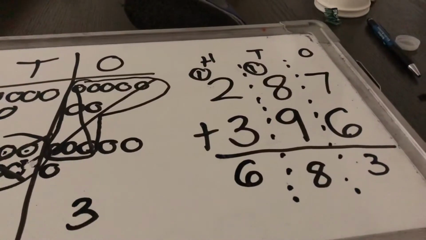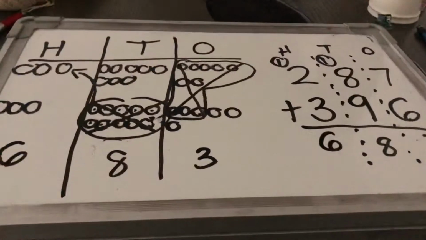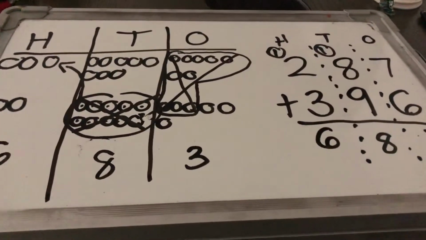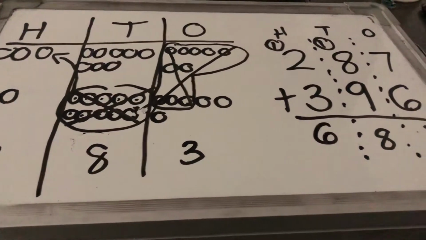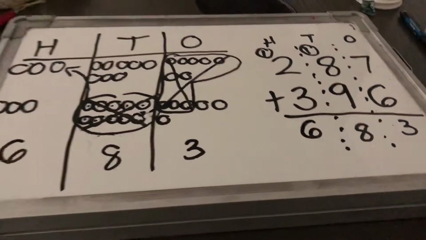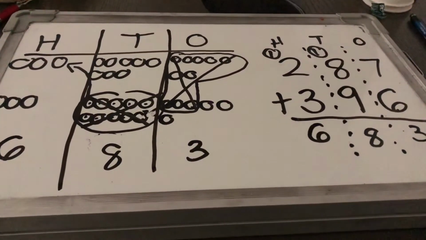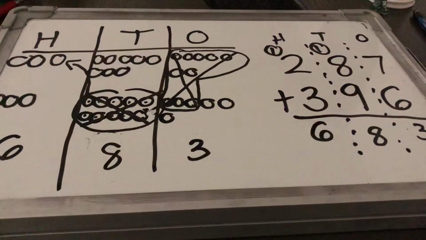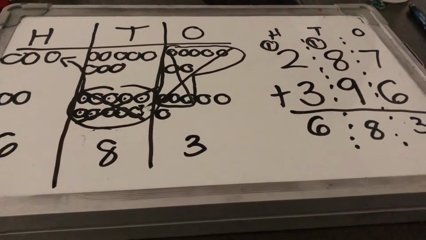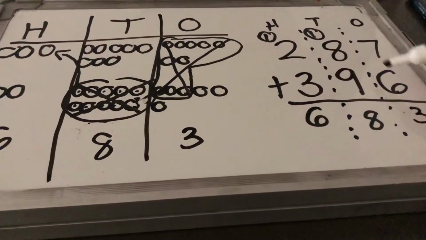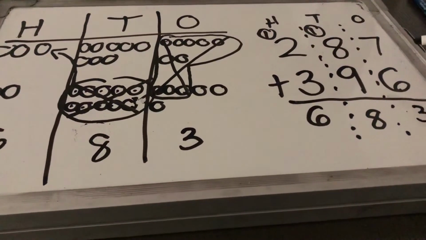683. Okay? So, whatever way you like to use, whatever way works for you, I'm okay with. All right? Now we are going to continue working with 3-digit numbers, but this time we have subtraction.